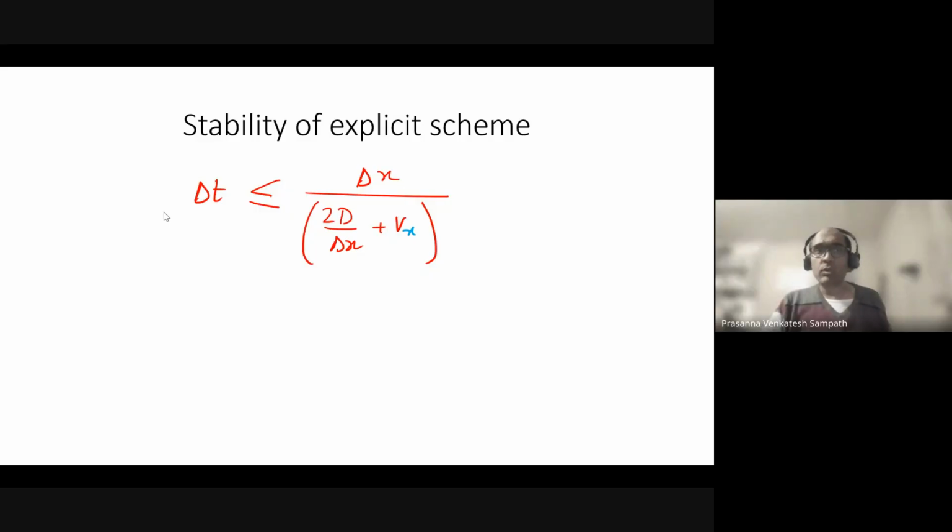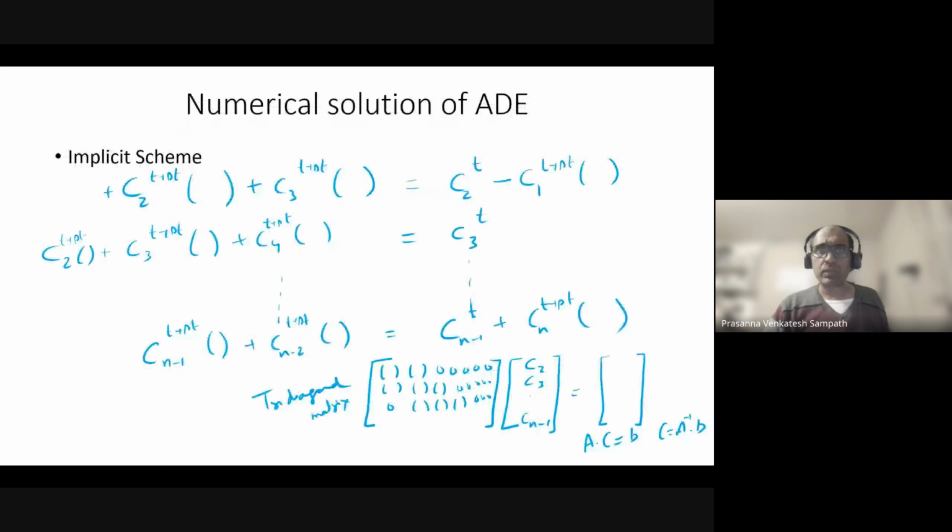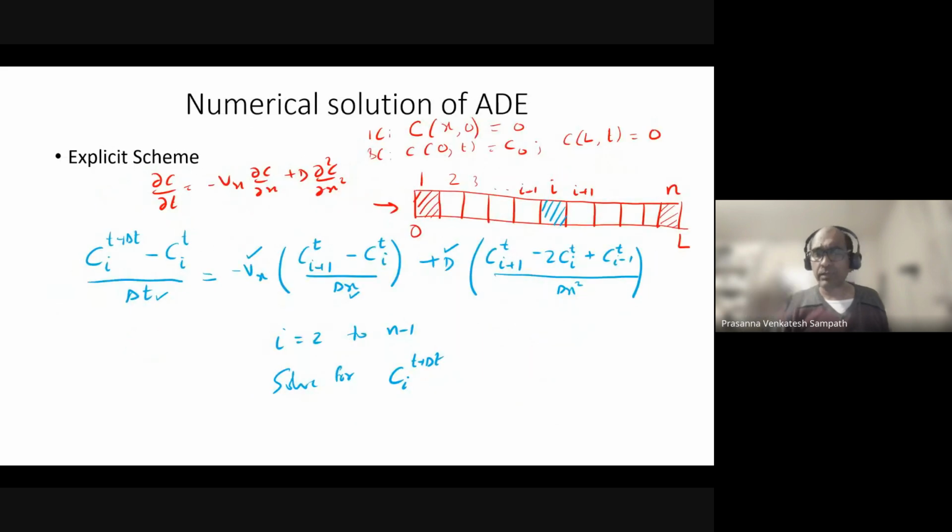We spoke about the explicit and implicit schemes for solving the advection dispersion equation. So let me just quickly go back and spend maybe a couple of minutes on that. So the explicit scheme, we have a straightforward algebraic equation which can be solved sequentially for every value of I from 2 to n minus 1.